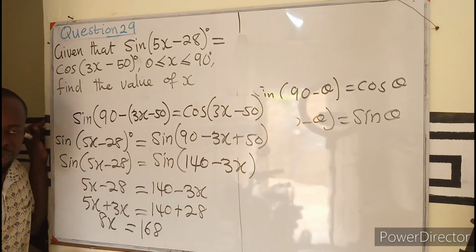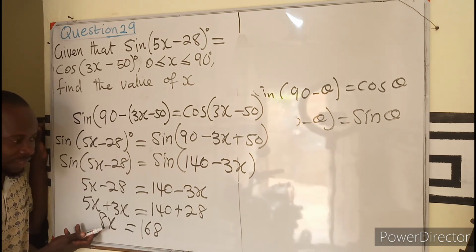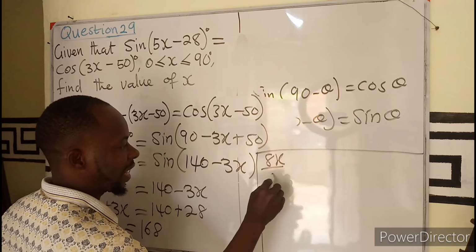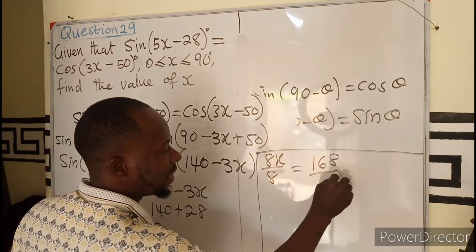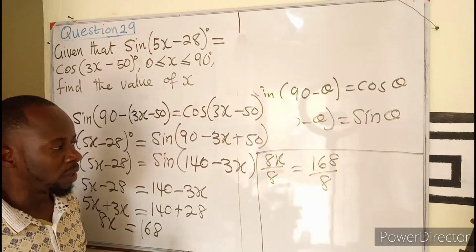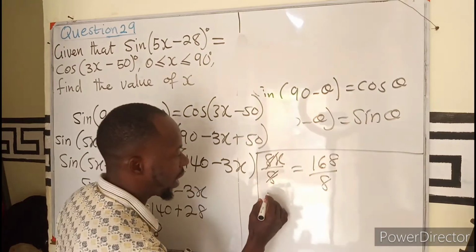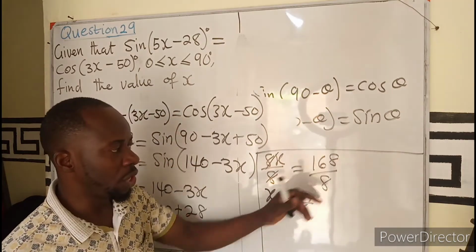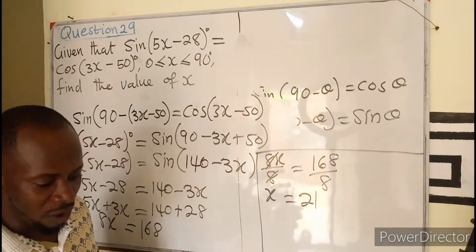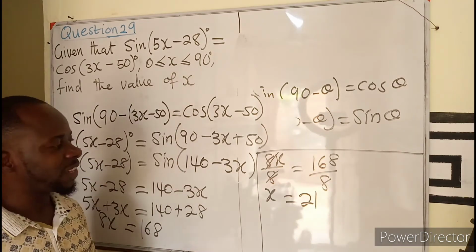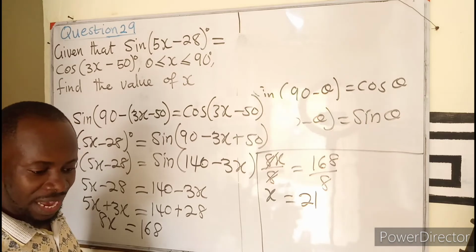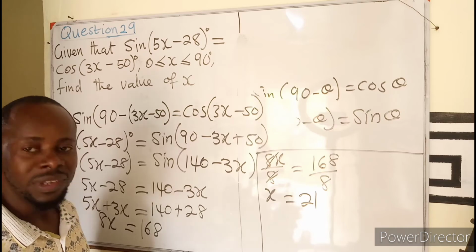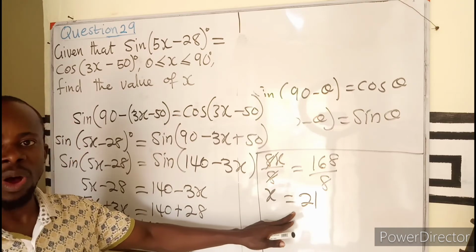8x equals 168. But I am looking for x, not 8x. So right away from here, I can say 8x divided by 8, 168 divided by 8. This will cancel this, so x equals 168 divided by 8, which is 21. So the value of x in this expression is just 21, and I believe that to be the possible answer, option C.